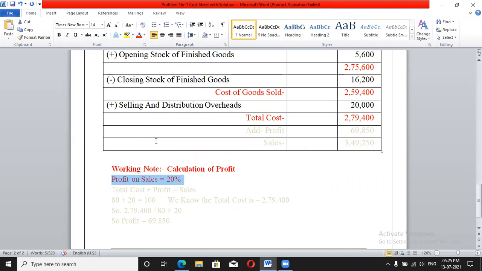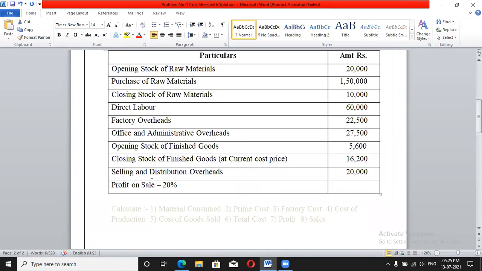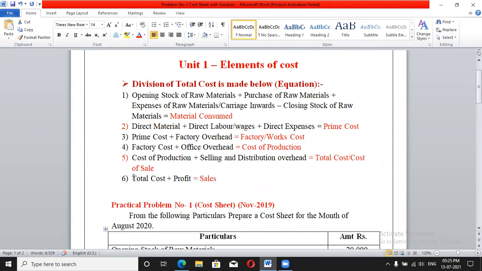What is the equation of sale? We know the equation of sale: total cost plus profit is equal to sale. This is the equation of sale. We have already seen in our starting lecture the last equation. What is the equation of sale? Total cost plus profit is equal to sale.